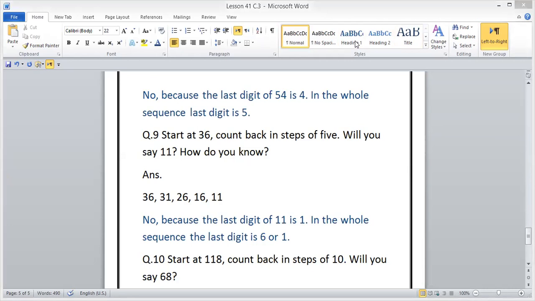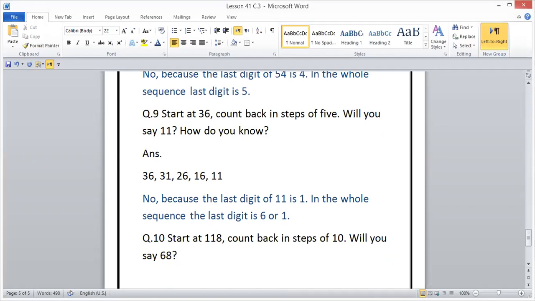Yeah. You wrote it wrong, number 6. That's very good. So, what, Sharif? Which question are you talking about? So, question number 10, you have to start at 180 and you have to count back in steps of 10.